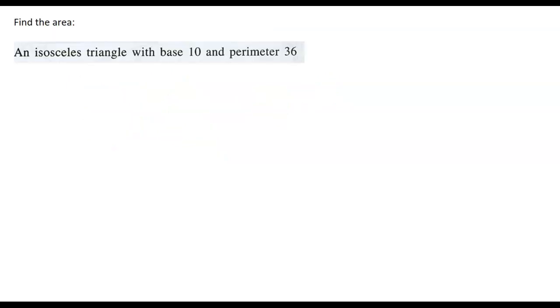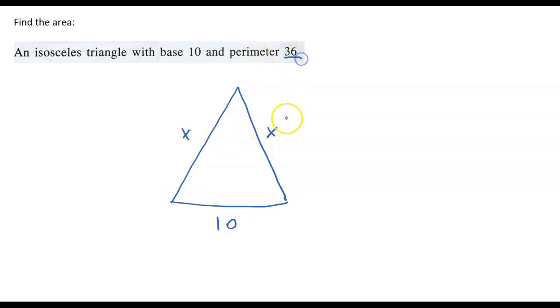Let's do some examples. So let's say we have an isosceles triangle with base 10 and perimeter of 36. Okay, so that means that it's going to look something like this. That's 10. Now each of these sides is x because it's isosceles. And so if the perimeter is 36 and part of that is 10, that means I have 26 left over. And so each side is going to be 13. That's going to be 13 plus 13 plus 10 gives me a perimeter of 36.